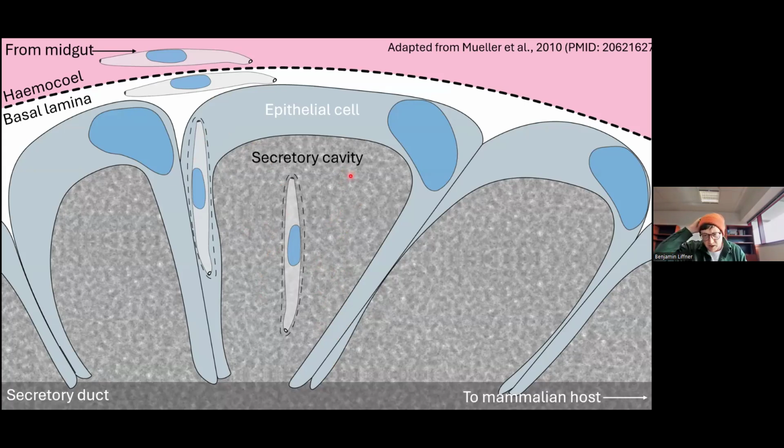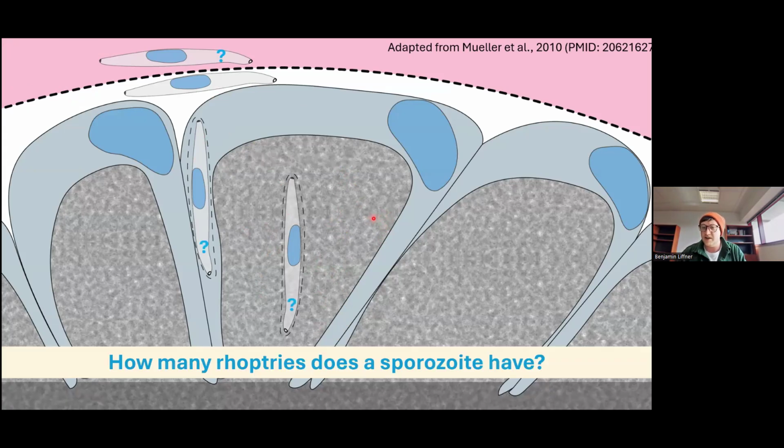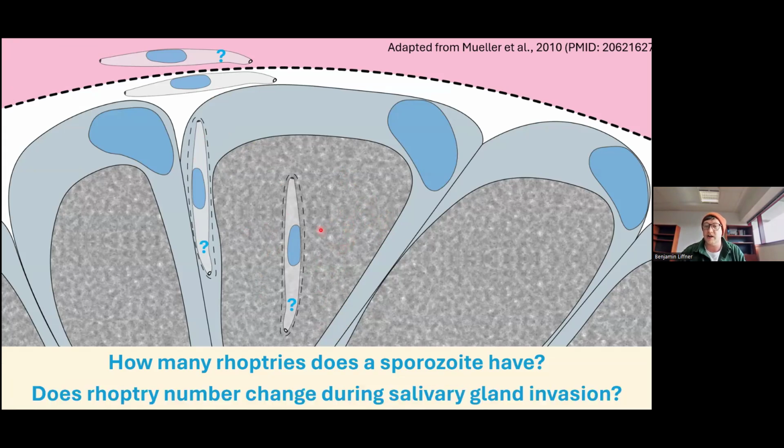And this led us to ask a couple of questions. Firstly, a question that hadn't been answered for complicated reasons, which is, how many rhoptries does a sporozoite even have? And then once we work that out, does this number change during salivary gland invasion? And so what was cool about expansion is that we could differentiate sporozoites in each of these stages.